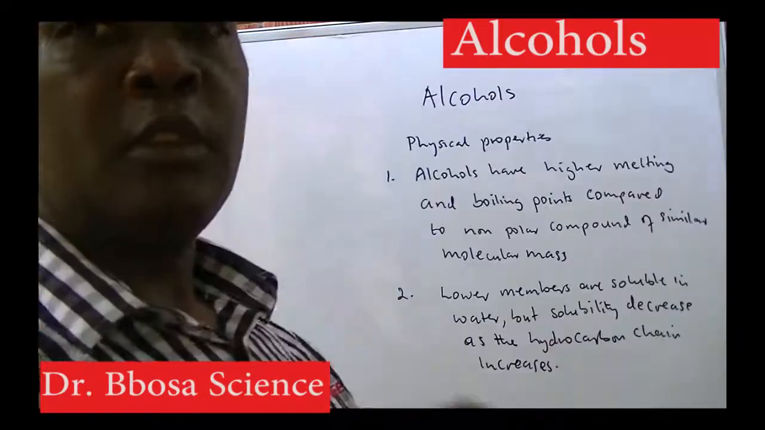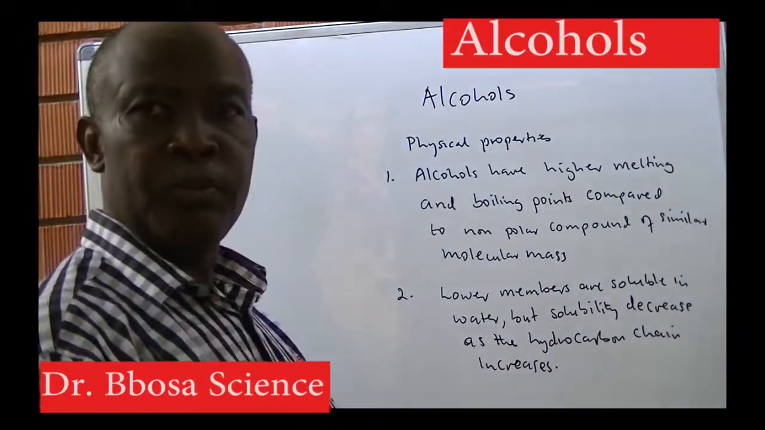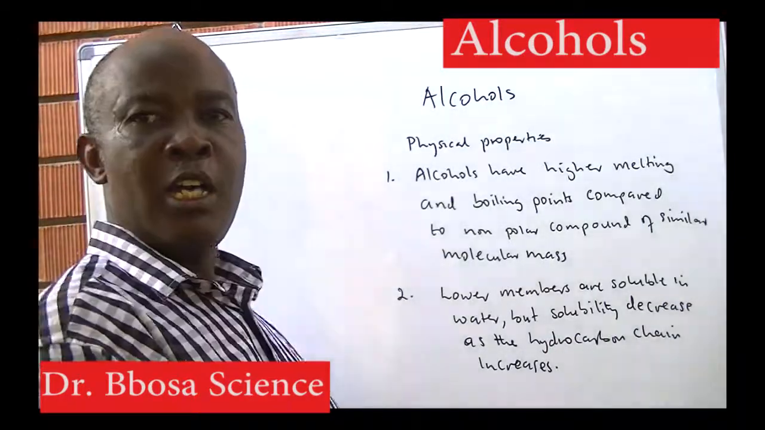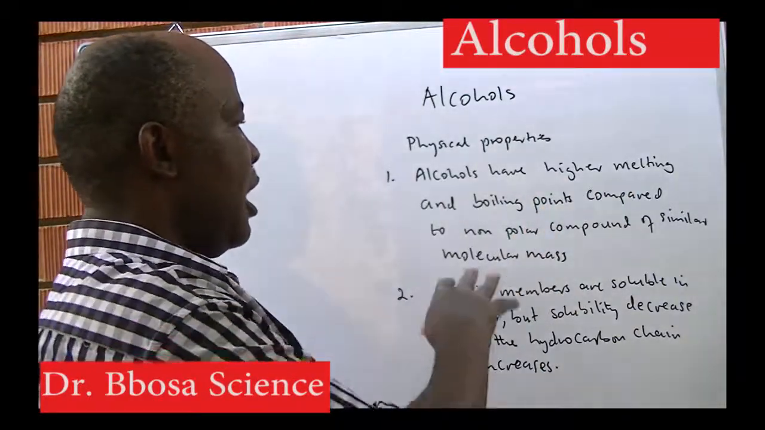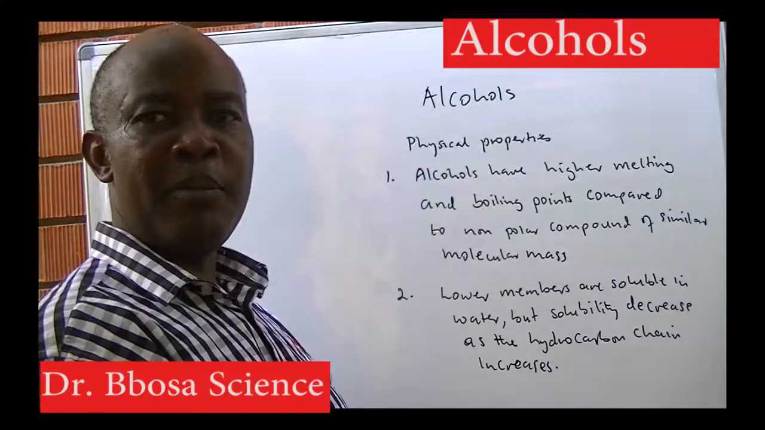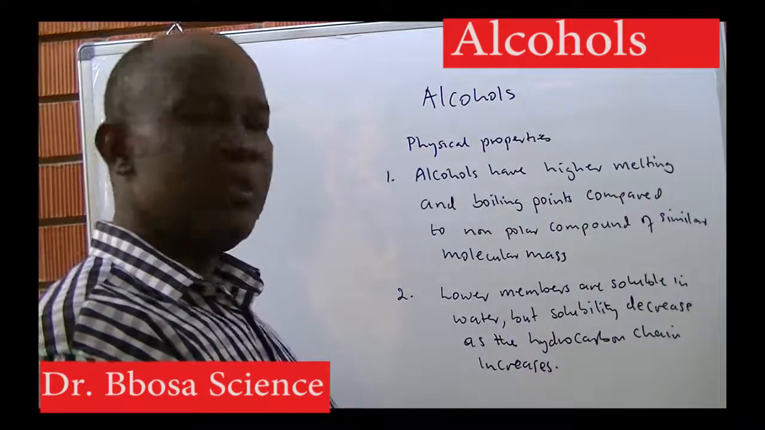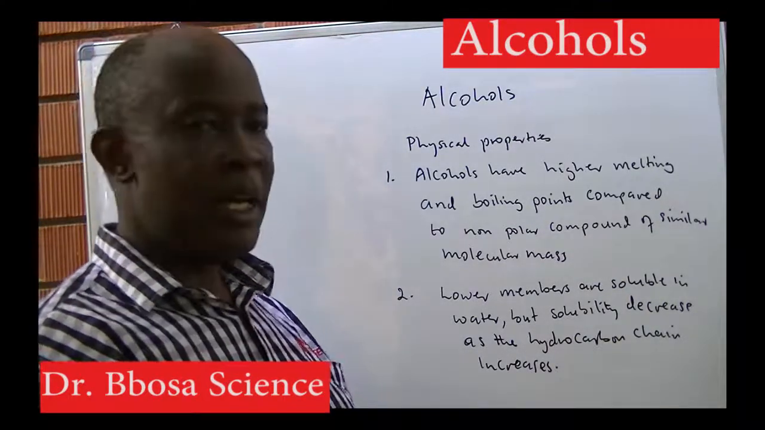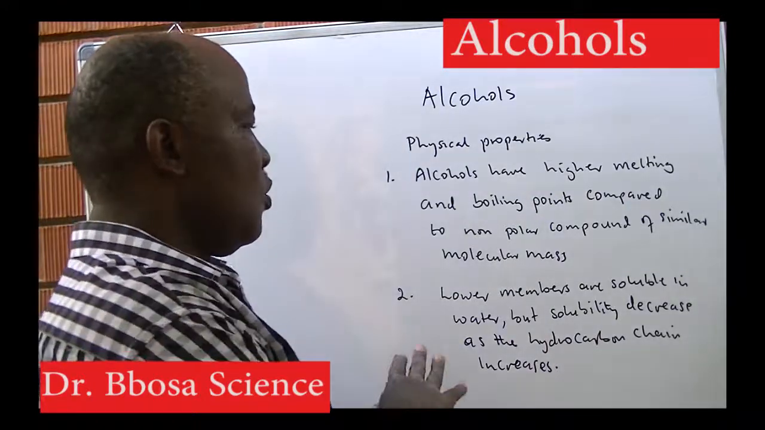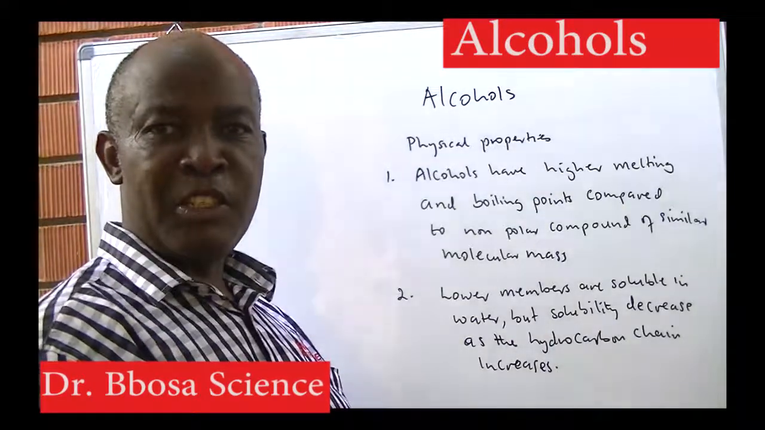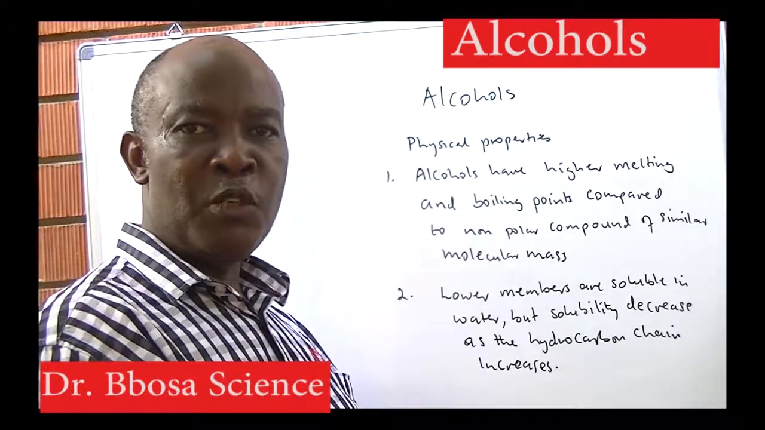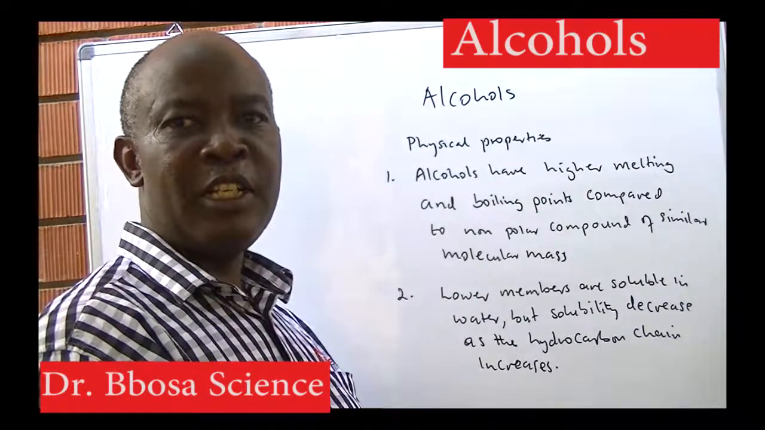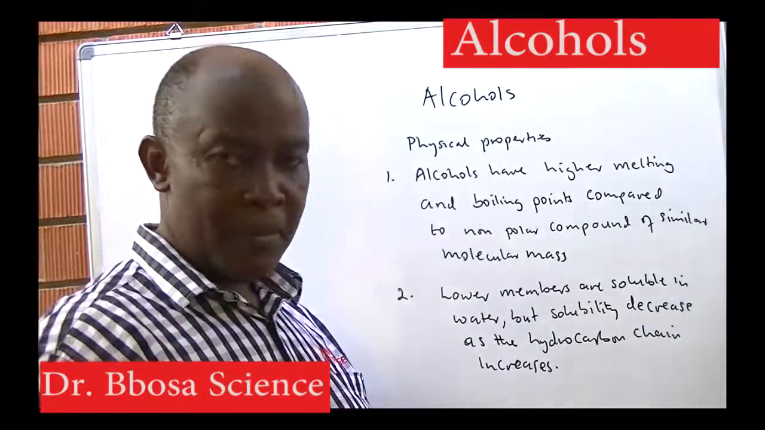Physical properties. 1. Alcohols have got higher melting points and boiling points compared to non-polar compounds of similar molecular mass. 2. Lower members are soluble in water, but solubility decreases as the chain length increases.